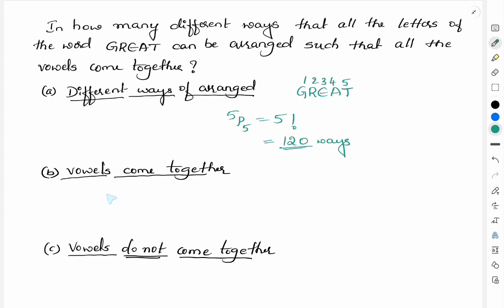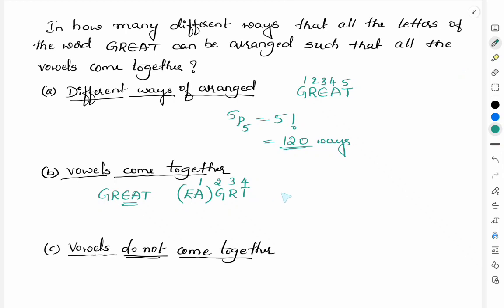In the given word GREAT, we have 2 vowels, E and A. Now we need to find the different ways in which they come together. So I can write EA together, which makes 1 unit, and the other letters we have are G, R and T. So this is 1, G is 2, R is 3 and T is 4. So we have 4 different units such that vowels always come together.